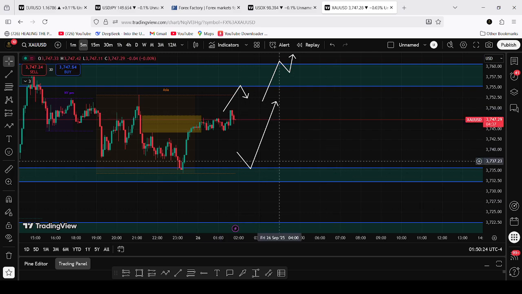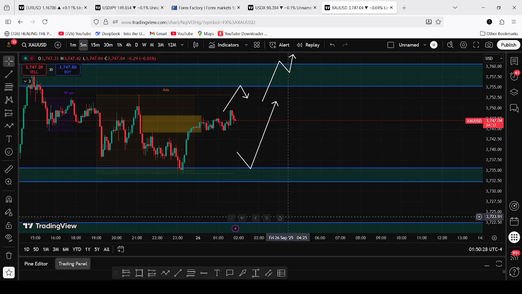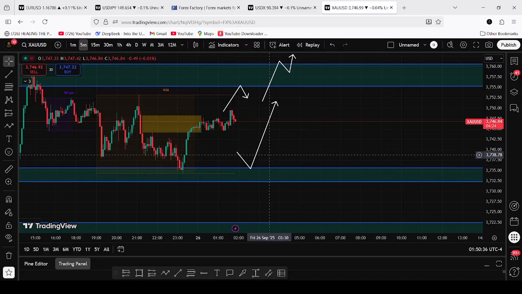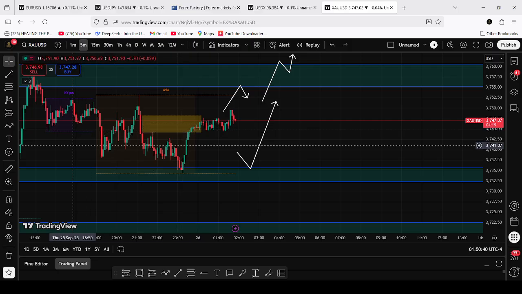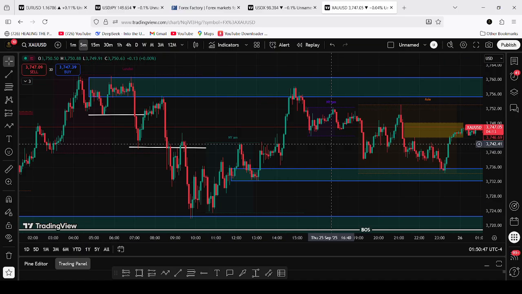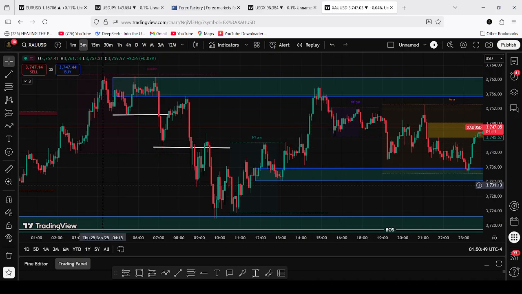So for me, I'm not looking at sell positions that I can take, because the market is very bullish in the long time frame. I'm just looking for some buy opportunities, because in most cases, after the Asian session, the market goes up and tries to break above. Even yesterday, that's what it did.